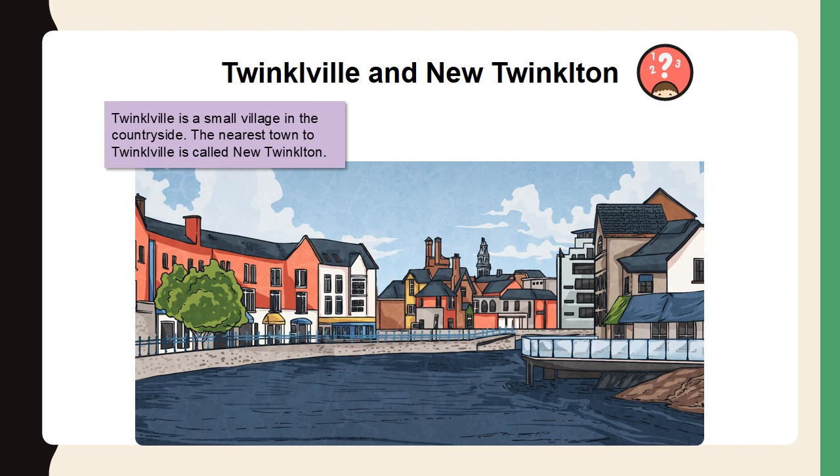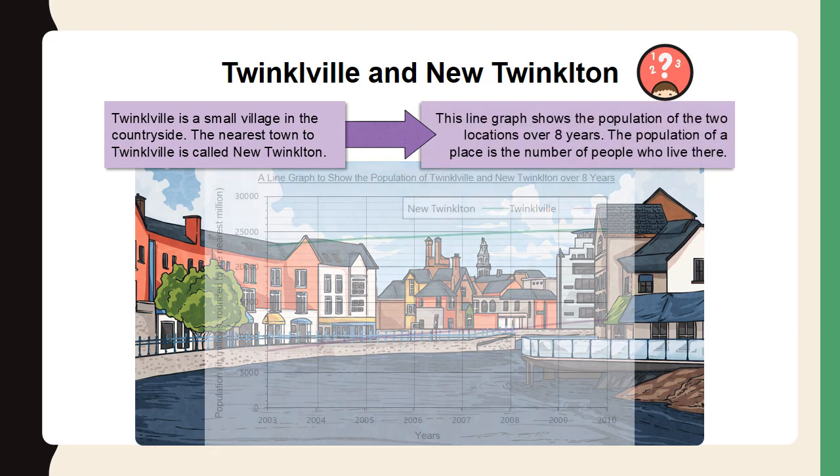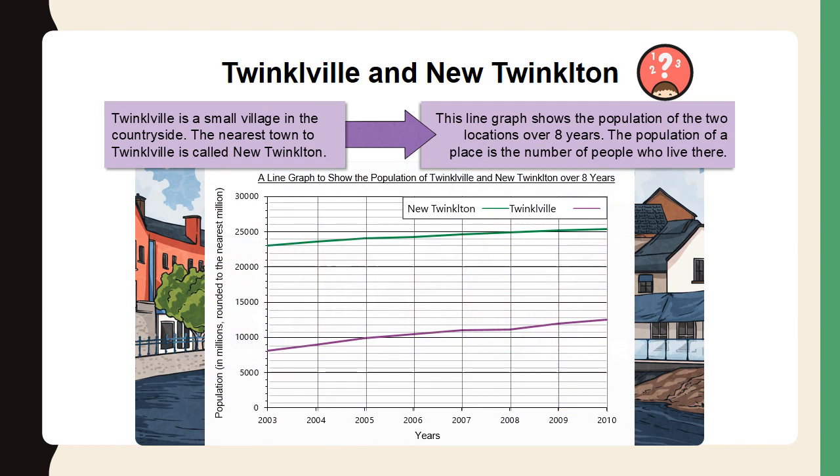Now, Twinklville and New Twinklton is what we're going to be focusing on for the next few slides. Twinklville is a small village in the countryside, and the nearest town to Twinklville is called New Twinklton. Have you ever been there? I bet you haven't. Now, the line graph is going to show the population of the two locations over 8 years. The population means how many people live there.